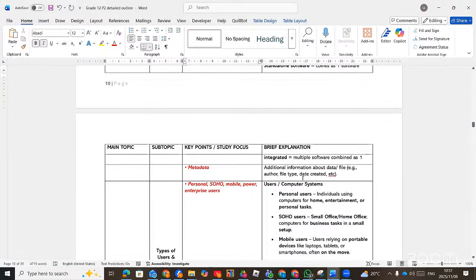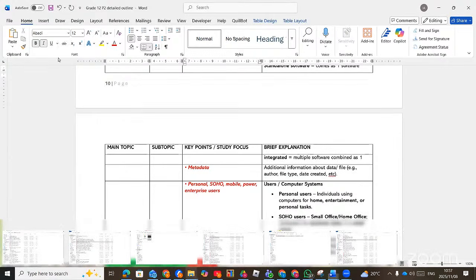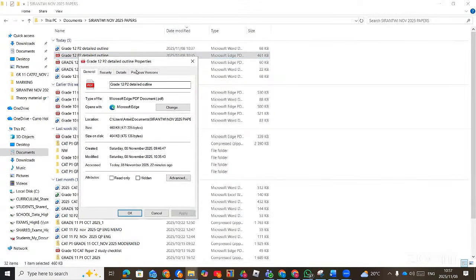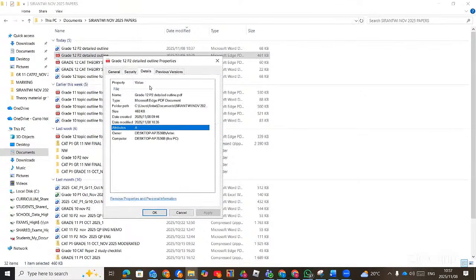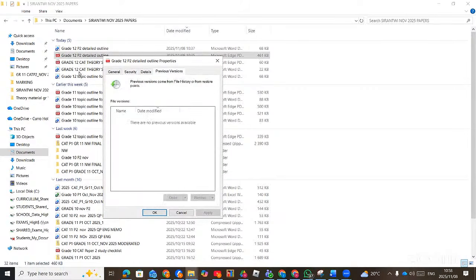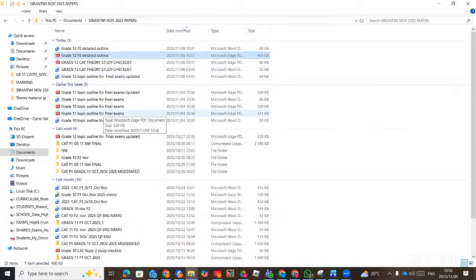Then the metadata, additional information about the data or file. For instance, we have the author, the file type, the date created, and others. If you go to files like this, when you right click and go to properties, it's going to give you the metadata. When you go to the details, you can see the name, the type, the folder, and others. The date modified, you can find all of them there. So these are the properties of the file.